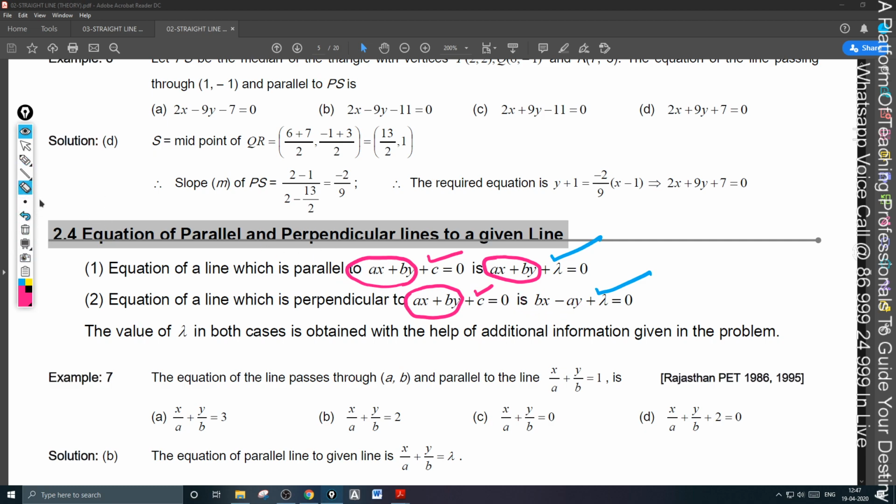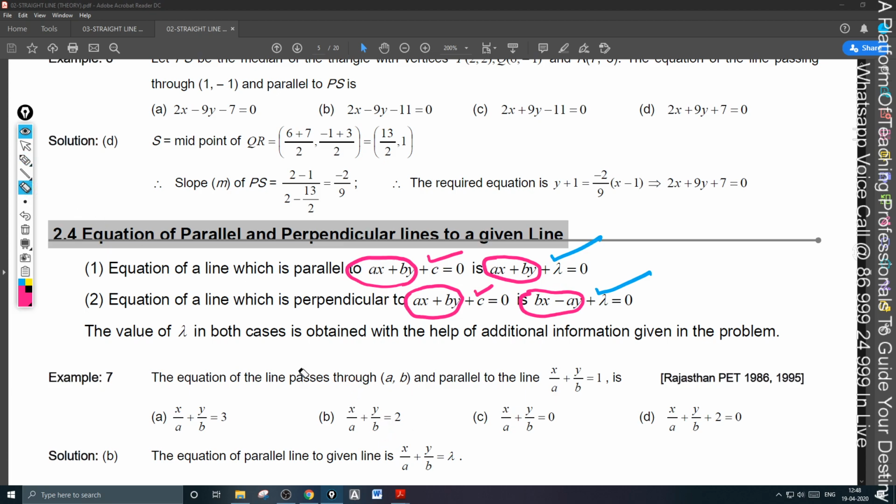So when you come across this type of question, you can straight away write the line equations, one which is parallel and another which is perpendicular, using this. And how to get the constant? For the constant, you must be given extra data, like through which point the line is passing. You must be given such data there. So the value of lambda in both cases is obtained with the help of additional information given in the problem. Okay.